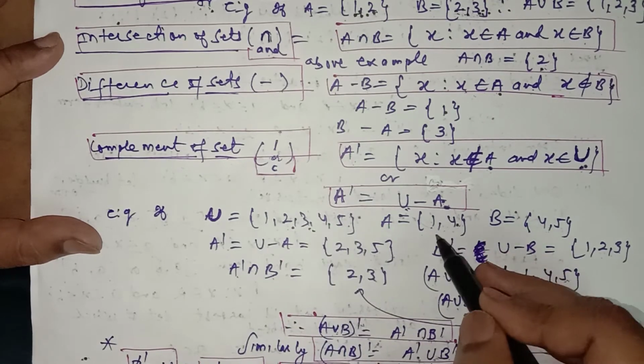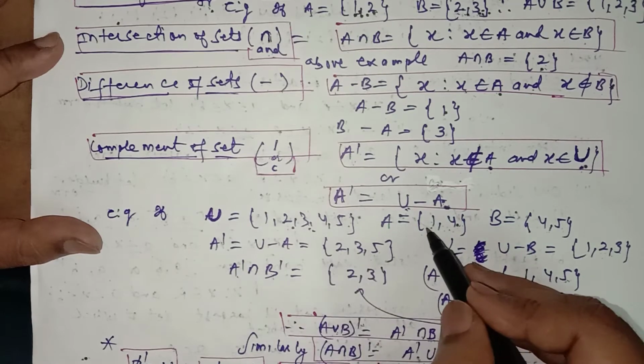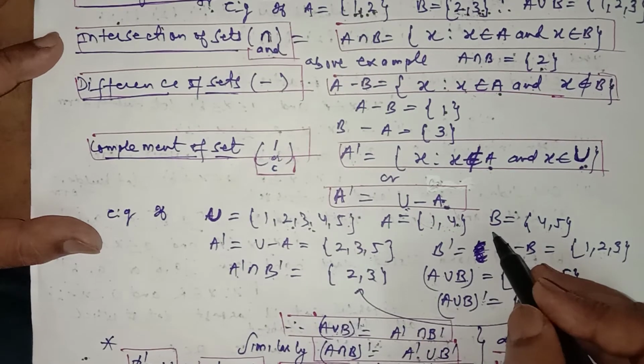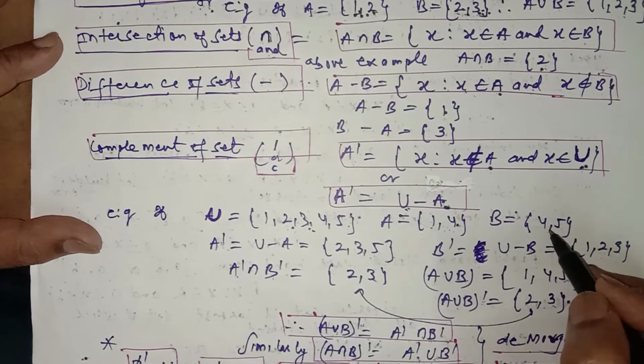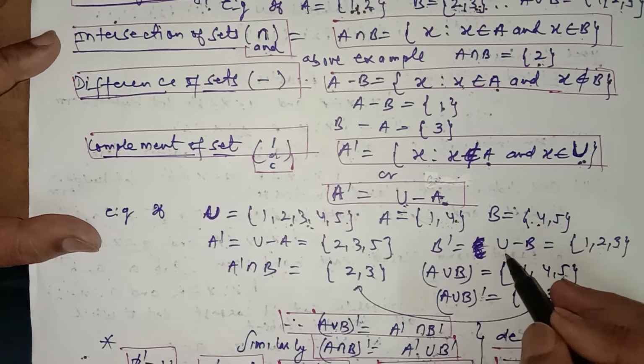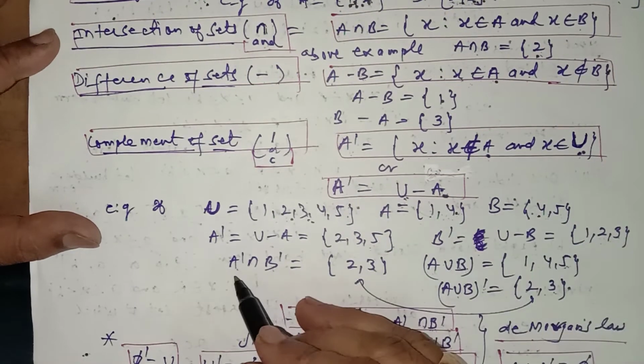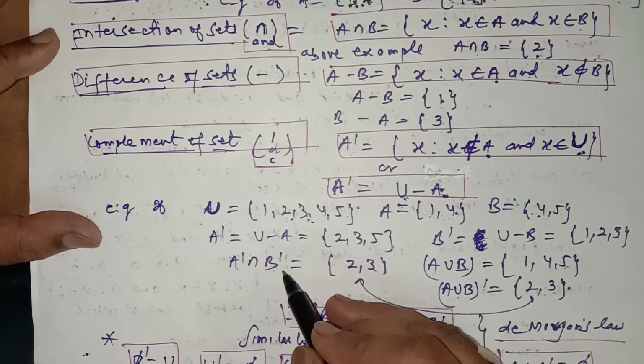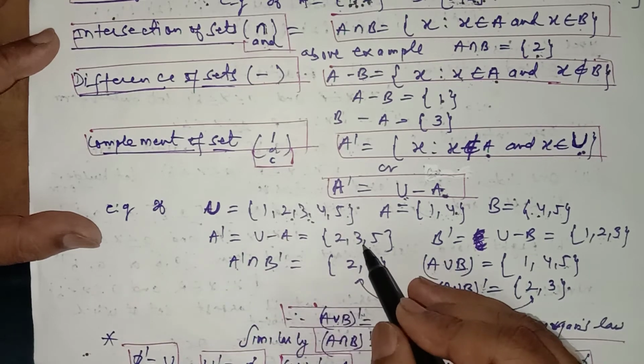Or except A. Those are not in A but in universal: 2, 3 and 5. B complement: those are in universal but not in B. So it is 1, 3, 2. Universal minus B. Now if you have to find the A complement intersection B complement, that is the common of A complement and B complement.